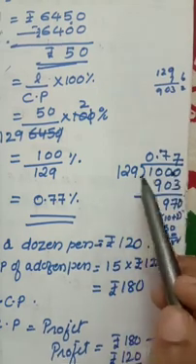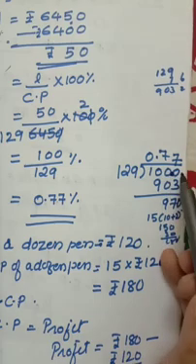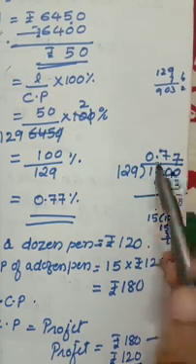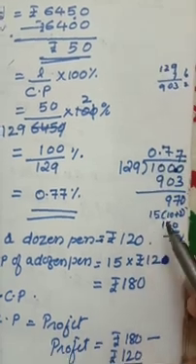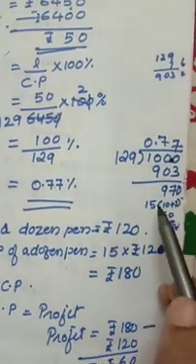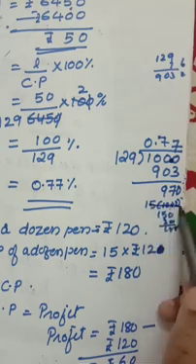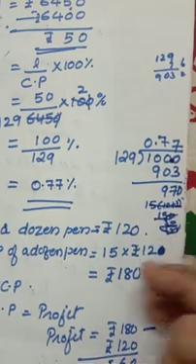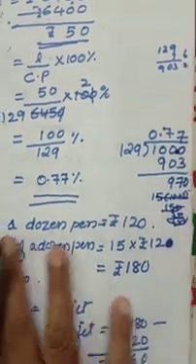Okay, 129 by 100, you can put a point and a 10, then 1000, that point will come to the front side. Okay, like that you can divide. Okay, this is another calculation only. You can divide it like that.